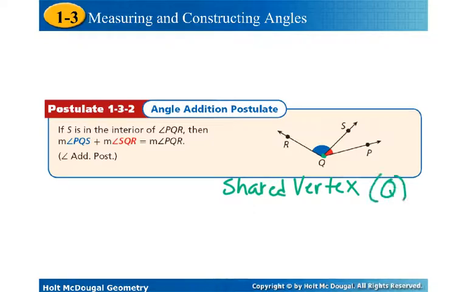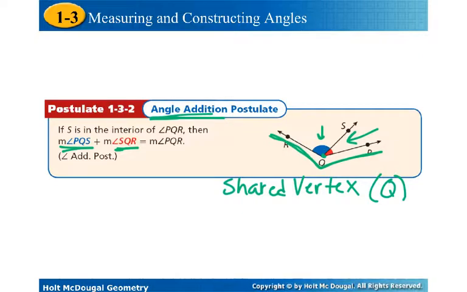And so in this case, the shared vertex of Q will allow us to have angle addition. Otherwise, it's kind of hard to add angles that aren't necessarily coming together, because how would you know what they sum to be? So in this case, notice the blue angle is going to be added to the red angle, and then it's going to actually equal the entire angle measure.